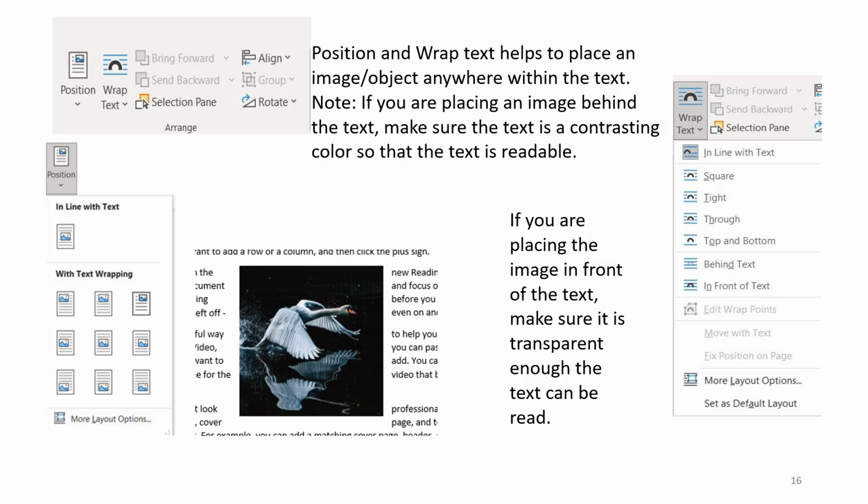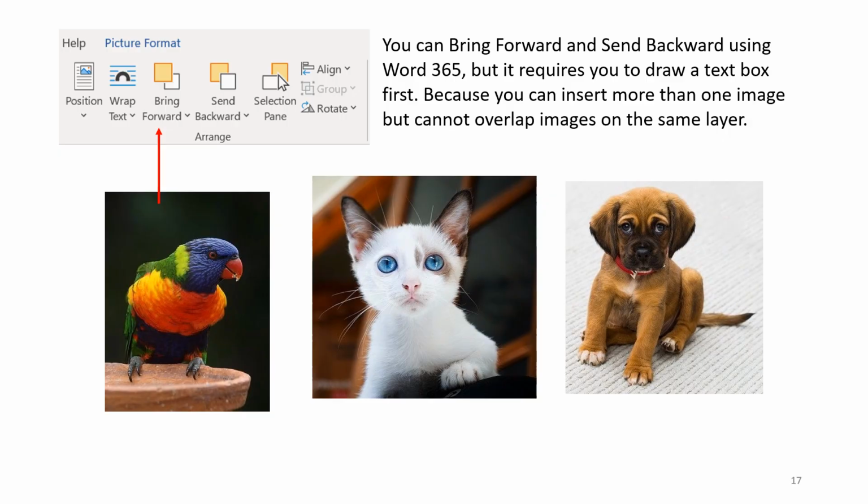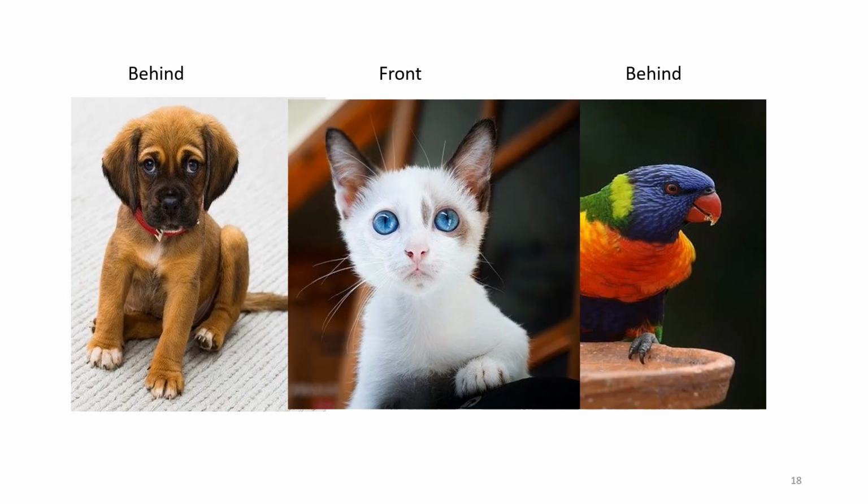Position and Wrap Text helps to place an image or object anywhere within the text. Note, if you are placing an image behind the text, make sure the text is a contrasting color so that the text is readable. If you are placing the image in front of the text, make sure it is transparent enough that the text can be read. You can bring forward and send back using Word 365, but it requires you to draw a text box first, because you can insert more than one image but cannot overlap images on the same layer. Behind, front, behind.